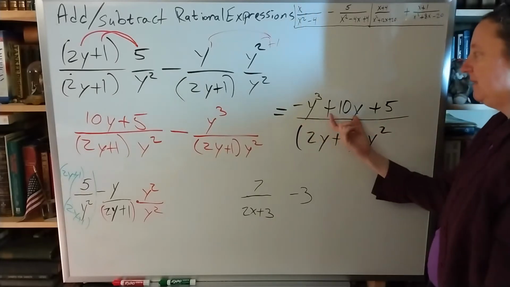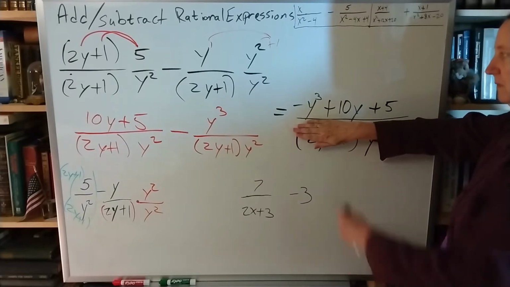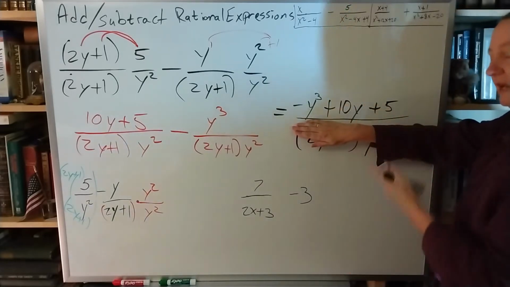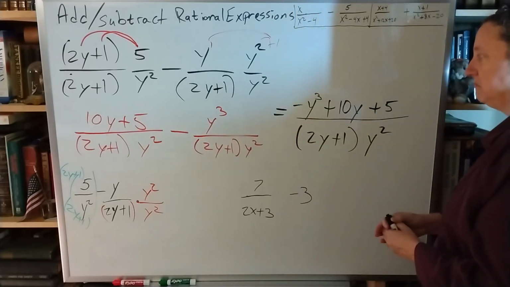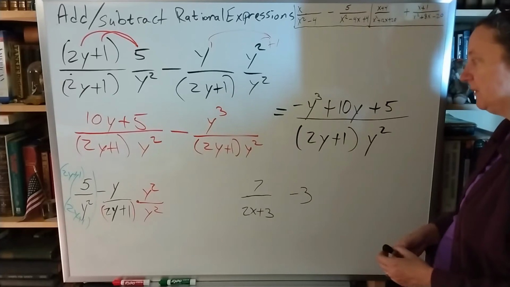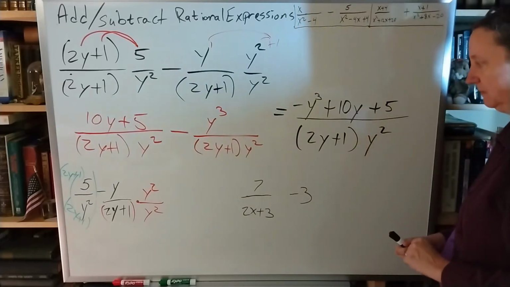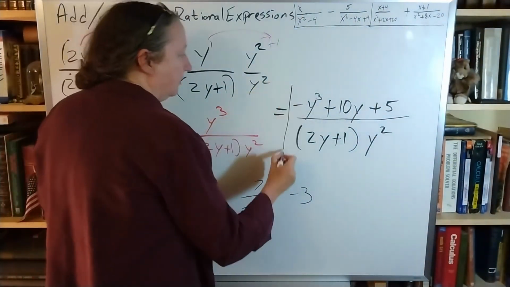Can I factor anything out of the numerator? Y to the third, y to the understood 1, no y. I can't factor a y out. Could I possibly factor something else out? Maybe, but I don't think so. So I'm going to leave it as that, and I am going to call that my answer.